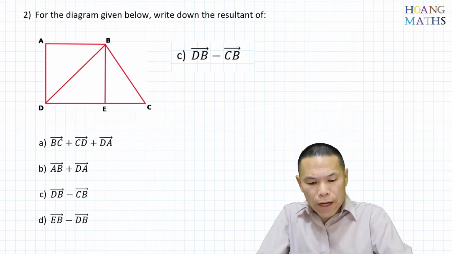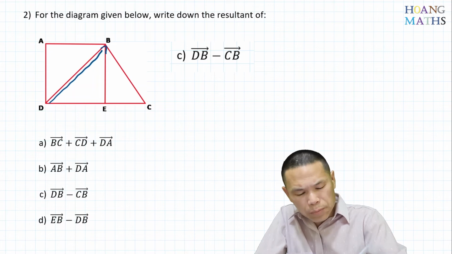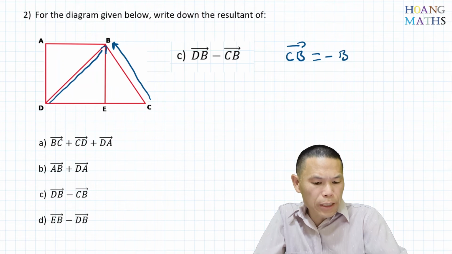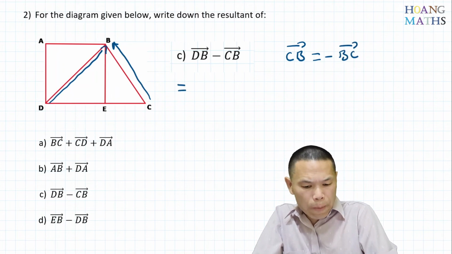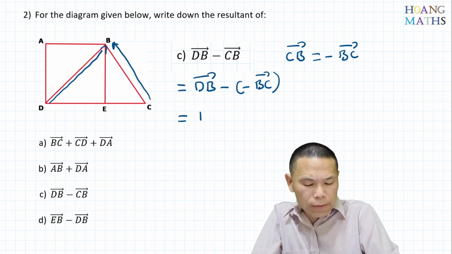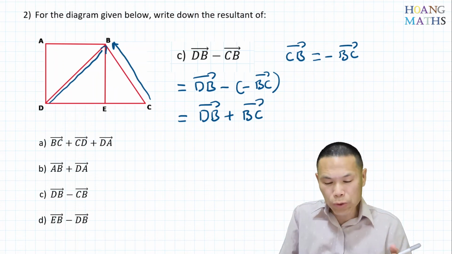Part C. Vector DB is this vector here, and then we minus CB. CB is this vector here. We know that CB is equal to negative vector BC. So this will give me DB, and then we minus negative BC. That is exactly the same as vector DB, and then we add vector BC. So now we just work it out.